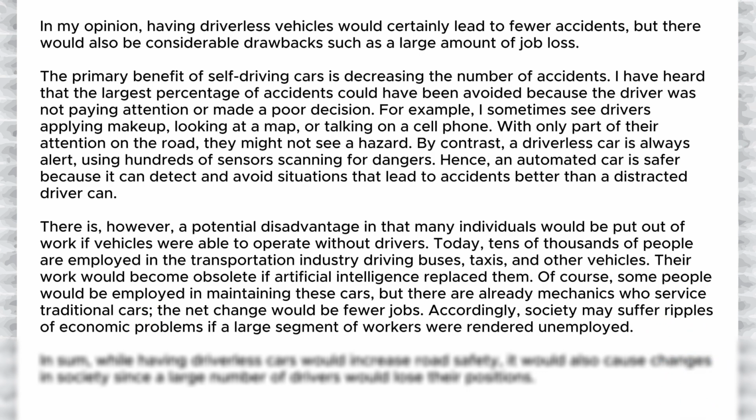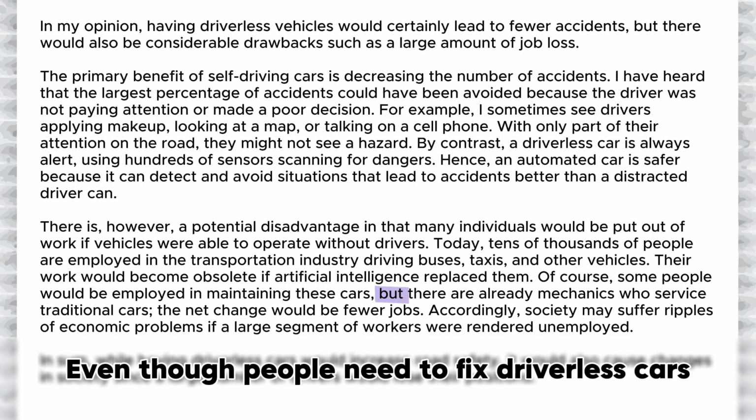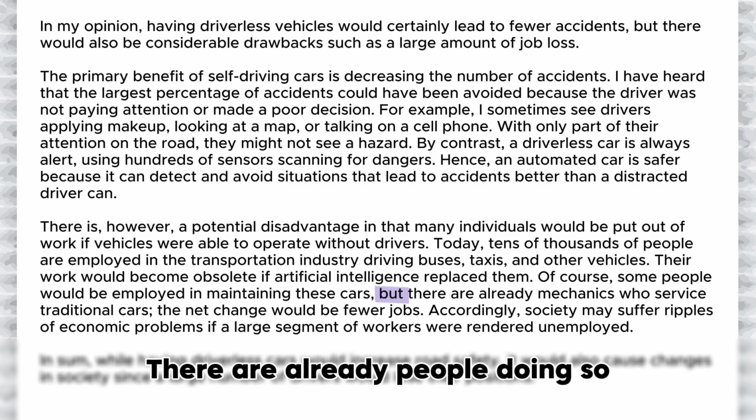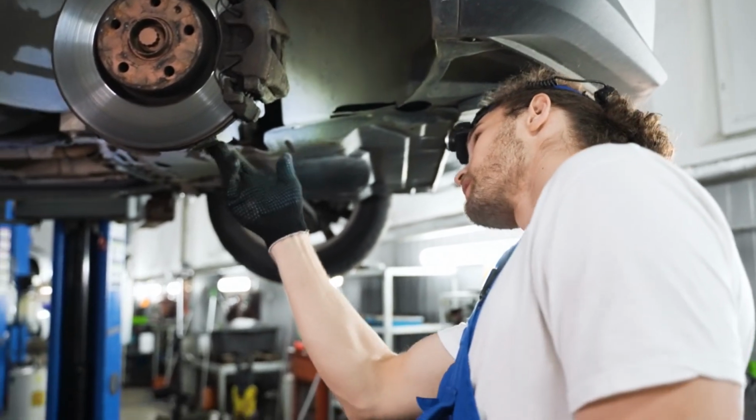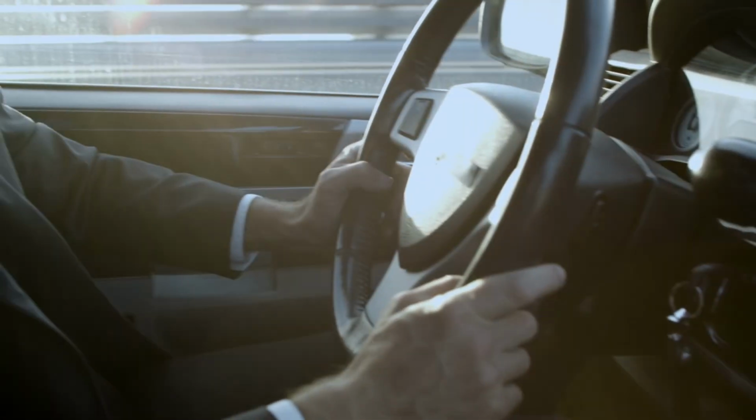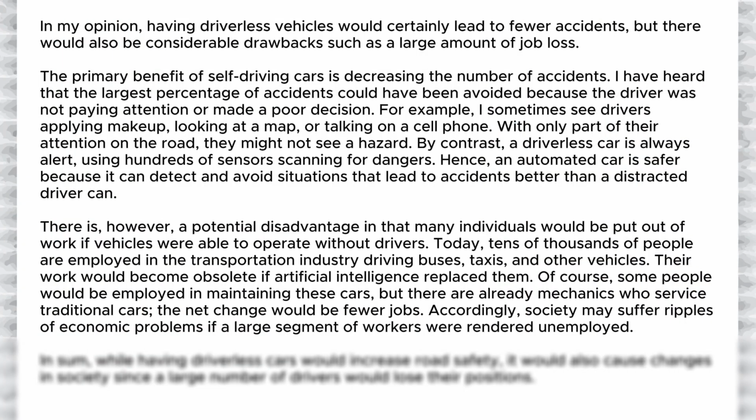I checked the grammar, but links the first two ideas to show that even though people need to fix driverless cars, there are already people doing so. The result is, after the semicolon, the net change or total difference is fewer jobs, because the number of mechanics doesn't change, but there are fewer drivers. Now the paragraph is a good length, so we can write a conclusion for the paragraph.